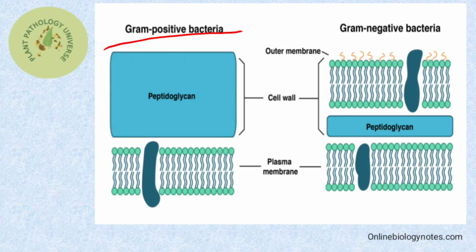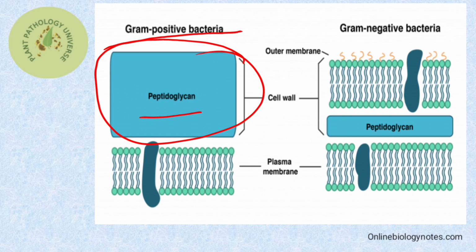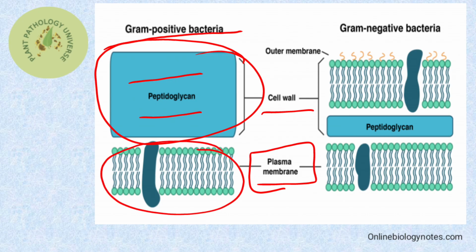So in gram positive bacteria, 70 to 80% of the cell wall is composed of a compound known as peptidoglycan, which is also known as murein, and below that cell wall there is another layer known as the plasma membrane, which consists of phospholipids, right? However, in gram negative bacteria, this peptidoglycan layer is very thin, and it generally lies between two layers, the plasma membrane and the outer membrane, right?